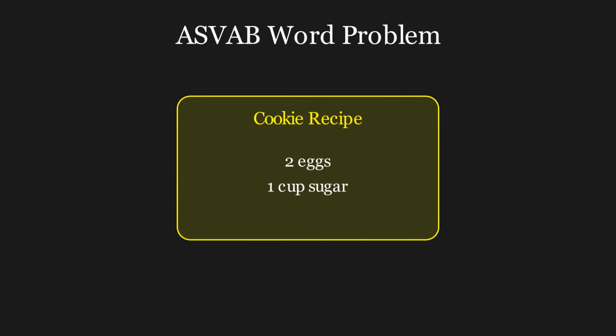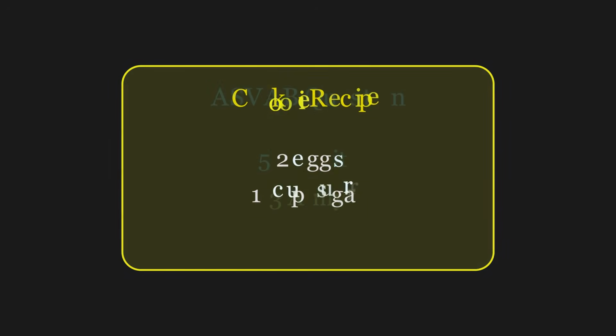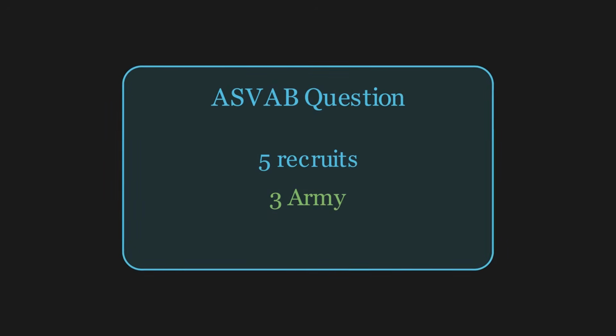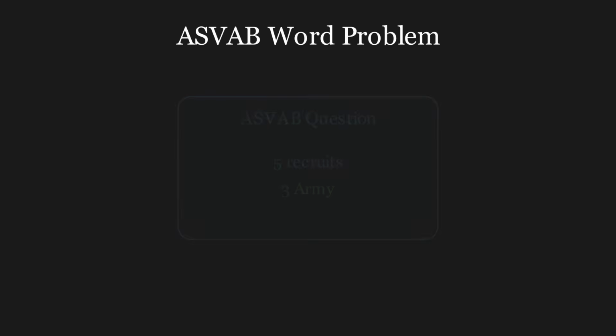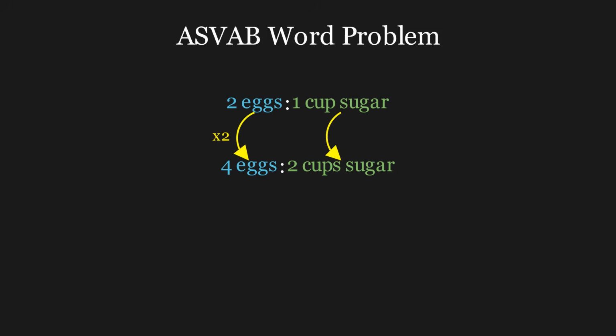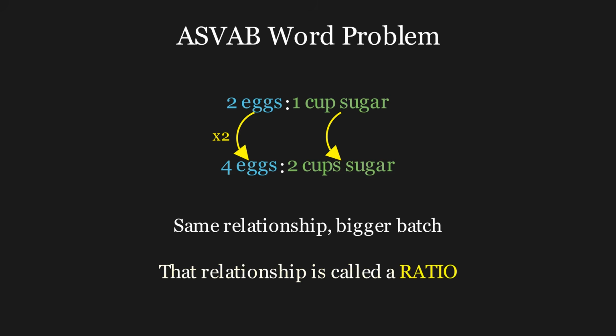Think about doubling a cookie recipe. If it calls for 2 eggs and 1 cup of sugar, and you want to make a bigger batch, you don't just add random extra eggs. You keep the same relationship between eggs and sugar, just scaled up. That relationship, the recipe, is what math calls a ratio. And that's exactly what we're going to use to solve this recruit problem, start to finish.